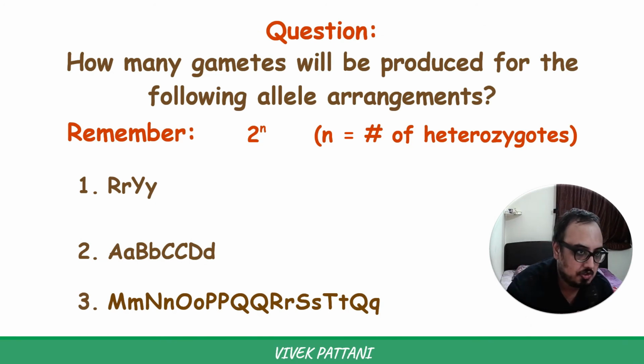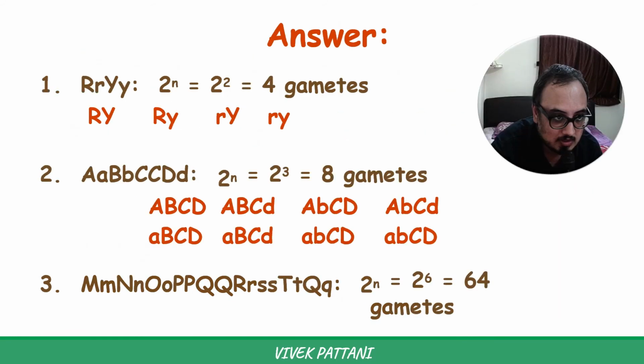Now, a question for you. You can practice at your own time. How many gametes will be produced for the following allele arrangement? Simply remember this formula: 2 power n, where n is the number of heterozygous. For example, you can also practice for others.